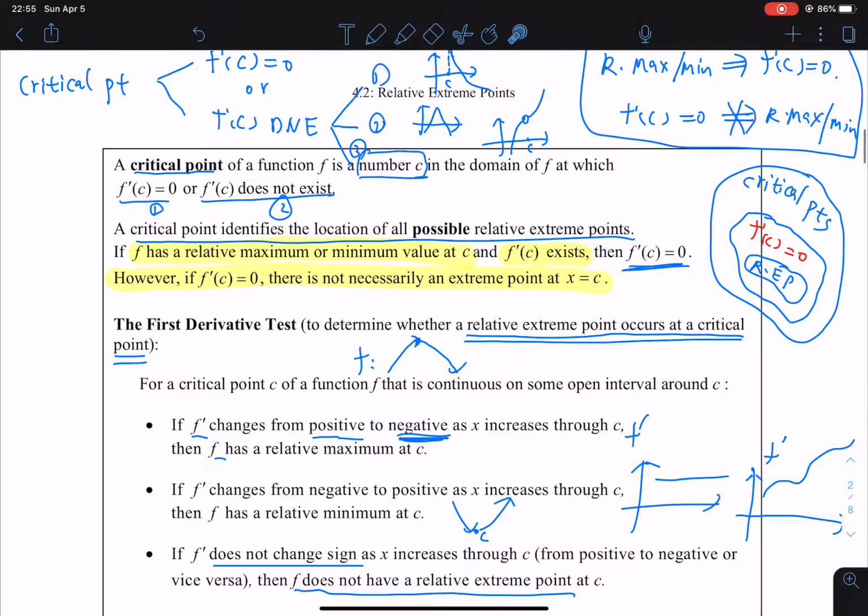This shows that the critical points give you all the possibilities of the relative extreme points. That means all relative extreme points must be critical points. But it is not correct to say that all critical points are relative extreme points. This is just one direction, not two directions; it is not an if and only if condition. So you can see, if f has a relative extreme point at C and the derivative exists, then we have the conclusion that the derivative is 0.